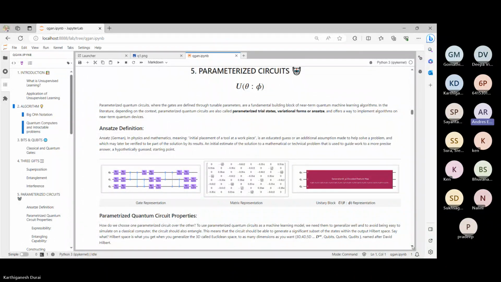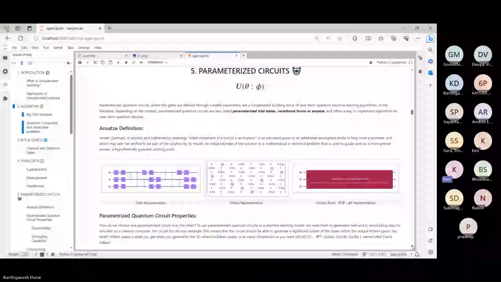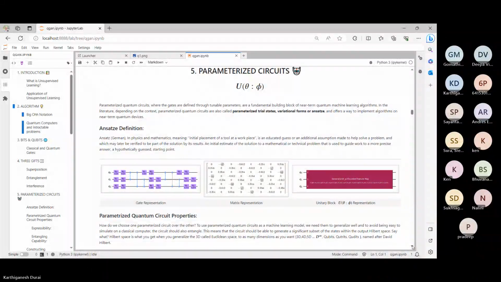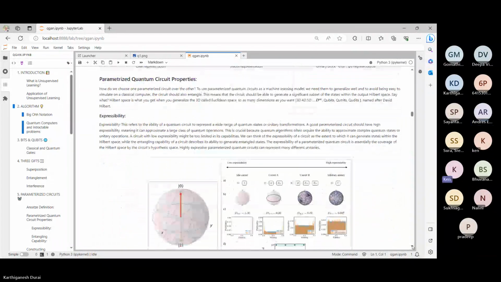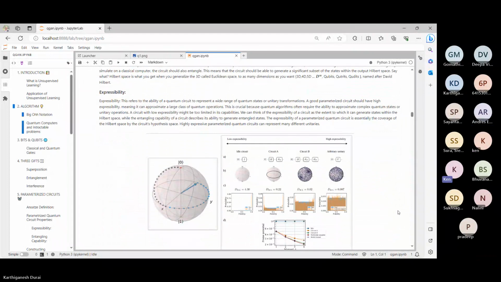So, parameterized quantum circuit properties. There are a few things that we want from our parameterized circuits. And if you could scroll down for me, KG, to expressibility. Perfect. Yeah, right here. So one of the things we want from our parameterized quantum circuit is expressibility.